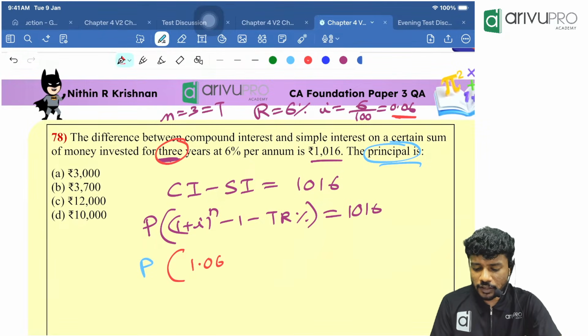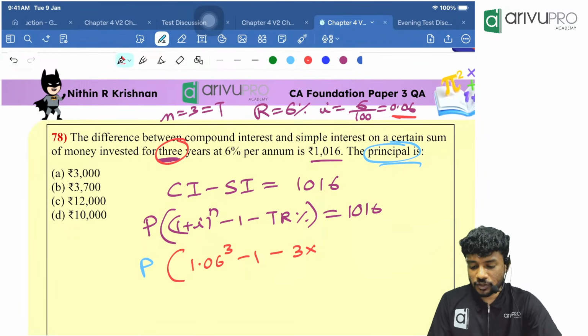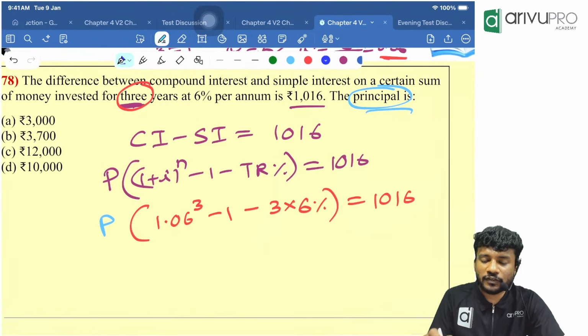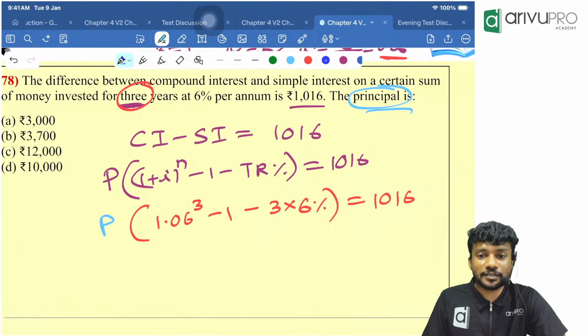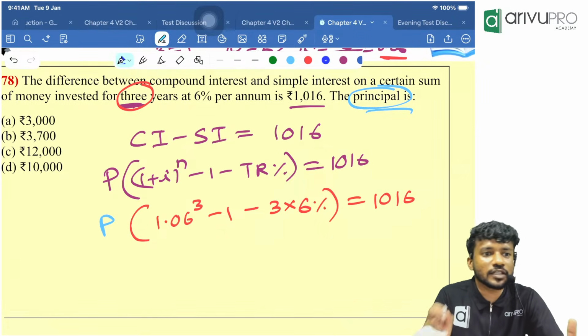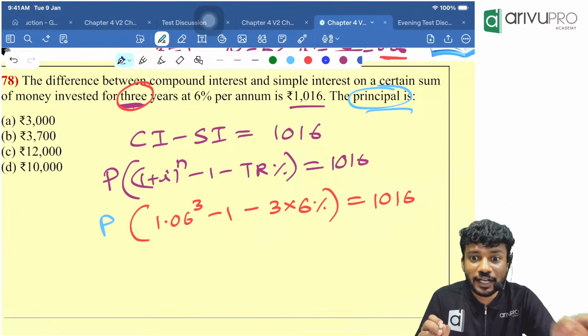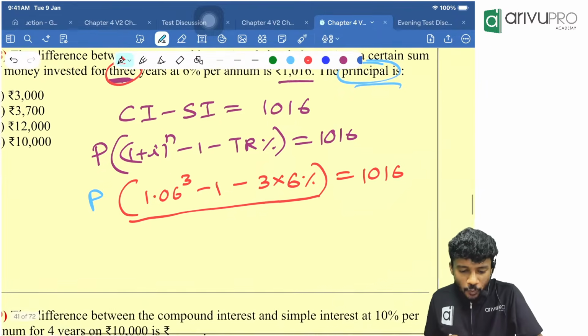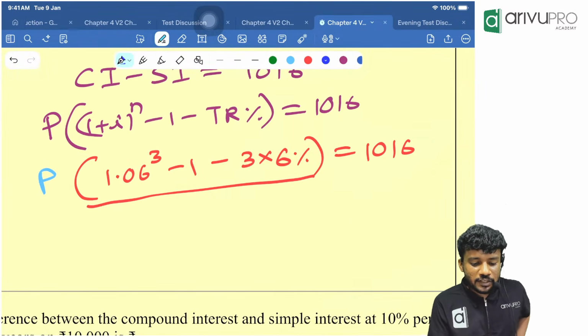N is how much over here? 3. Minus 1. Minus T is how much over here? 3. Into R percentage is how much over here? 6%. Which is equal to 1016. Now people, if you want to find the value of X, you will find who is with the X. That's what we did yesterday also, today also. Similarly, if you want to find the value of P, you will first find who is with P. First, you will find this value.